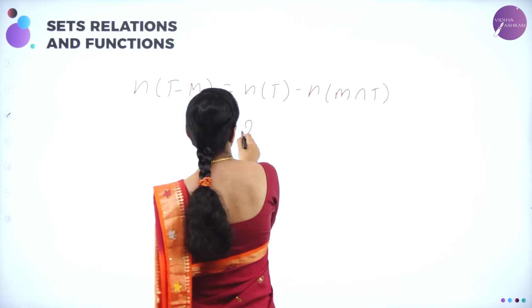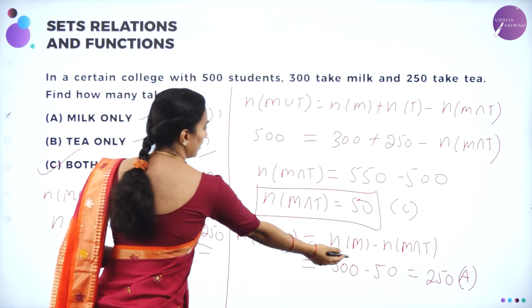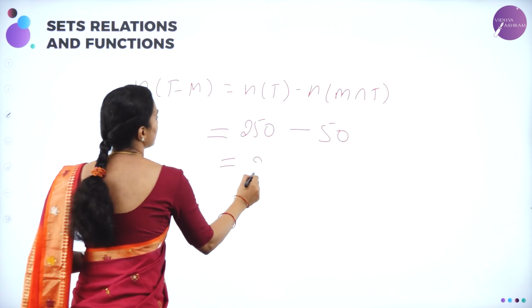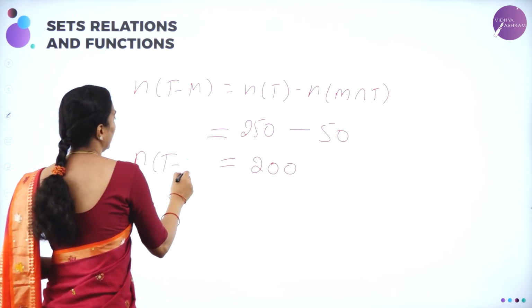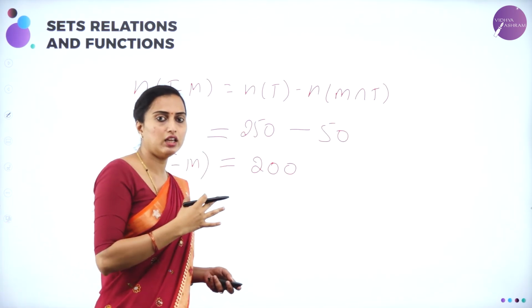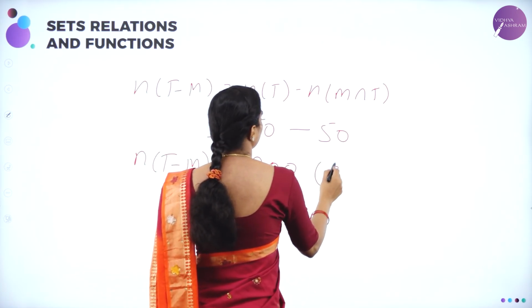So therefore 250 minus N of M intersection T, which is 50. So the answer you are going to get is 200. This is only drink tea, not milk. Only tea, not milk. Which are there in tea, not there in milk. The people. So therefore, this is the answer for B.